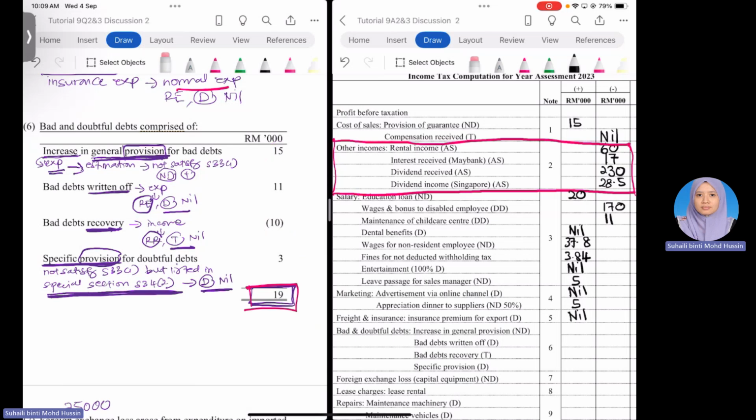Okay, 15,000 ringgit for the increase in general provision. Okay, 11,000 ringgit for bad debt written off. Okay, 10,000 ringgit for bad debt recovery, and then specific provision 3,000 ringgit. Okay, why do they put a negative amount here?